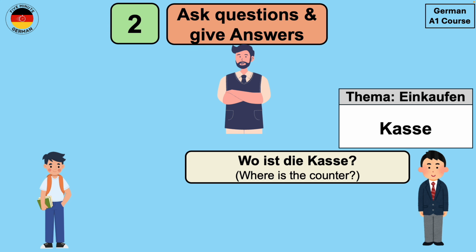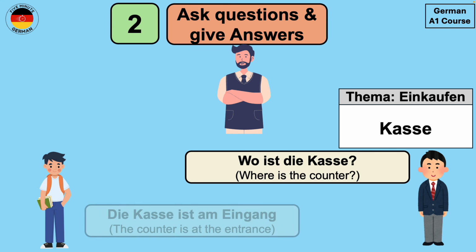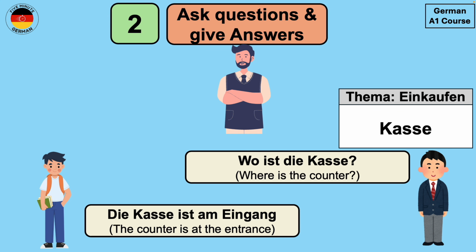For example, he or she receives the word Kasse, which means counter or cash register. So he can ask the question, Wo ist die Kasse? Where is the counter? And you can answer it by saying, Die Kasse ist am Eingang. The counter is at the entrance. So after you have asked 2 questions and given 2 answers, this part will end. However, for your practice, we will do another round.